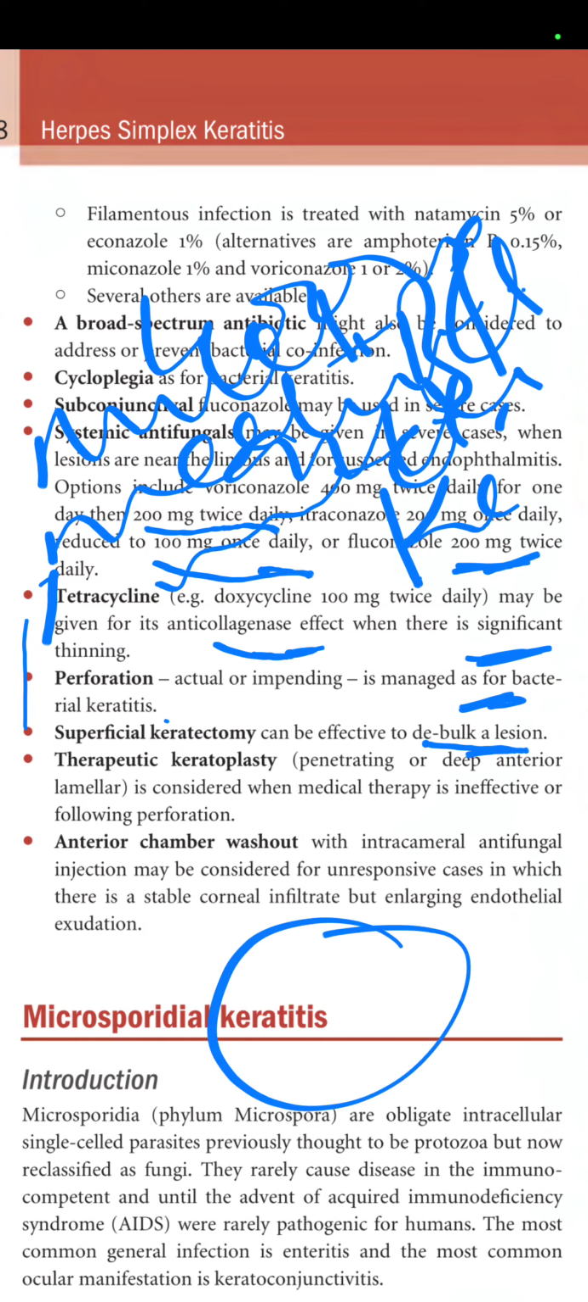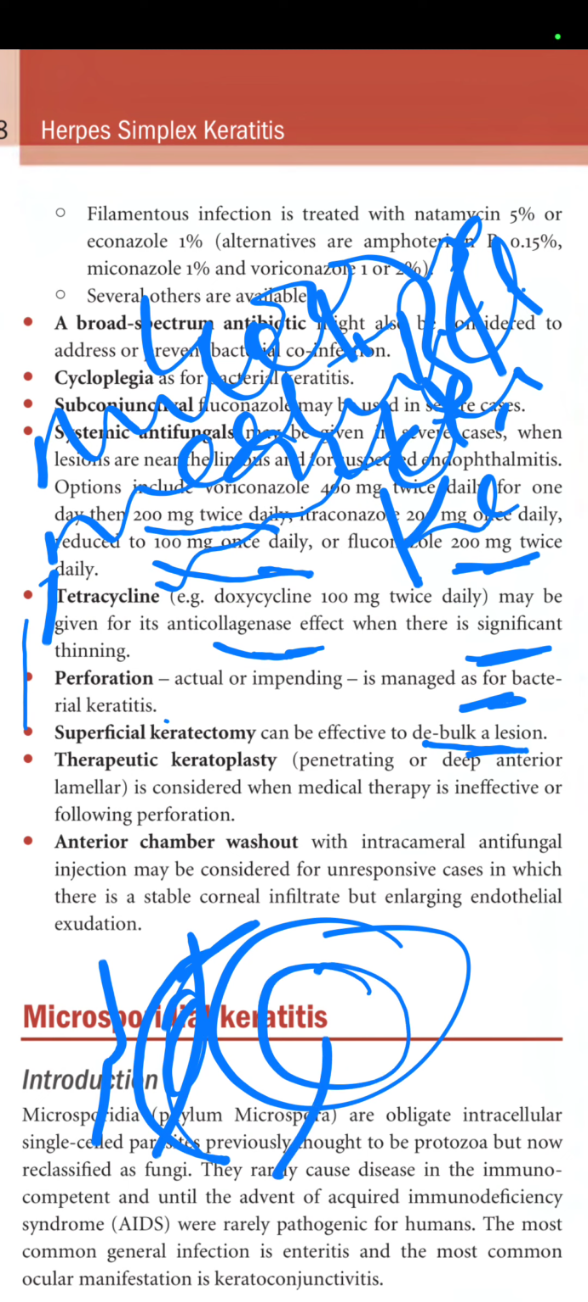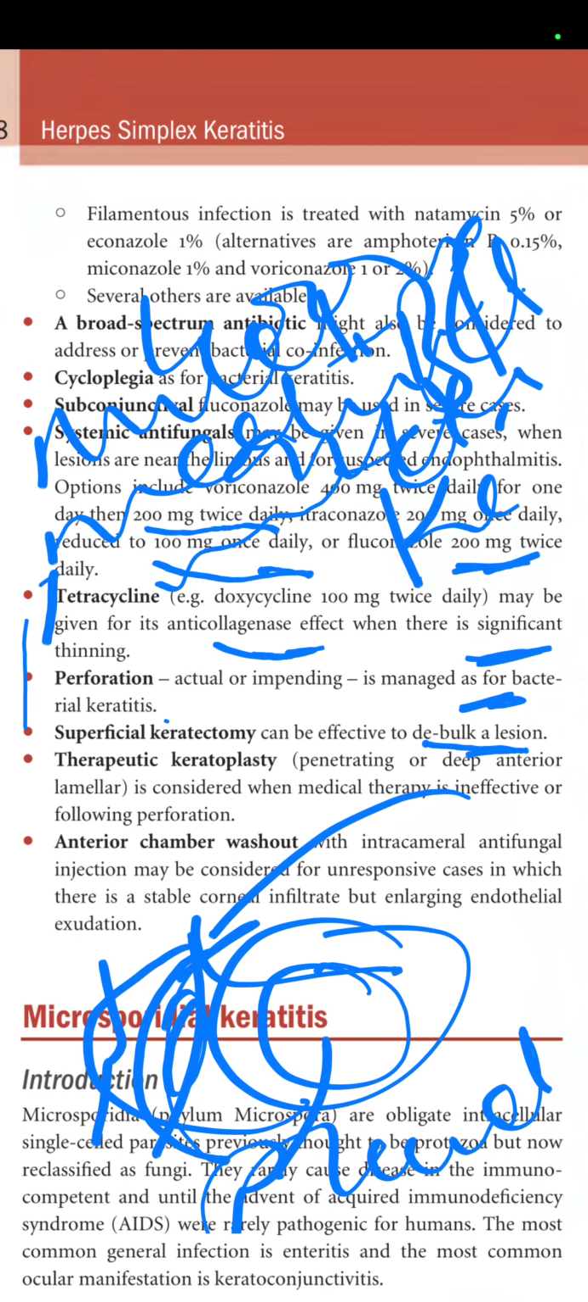So what we do, basically this is the lesion, we debulk it so that it is effective treatment. Therapeutic keratoplasty, penetrating or deep anterior lamellar, is considered when medical therapy is ineffective or following perforation. So we can also remove the lesion by doing keratoplasty. We remove the cornea and we put a donor cornea into it.